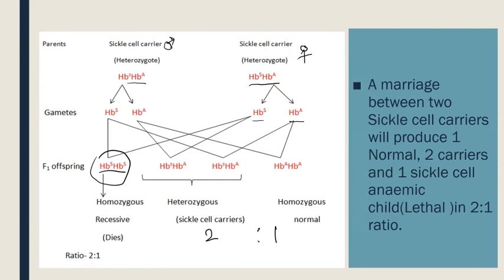the chart, produces 1 normal. Yes, this was 1 normal. 2 carriers, and 1 anemic lethal child who dies. So the ratio is 2:1.